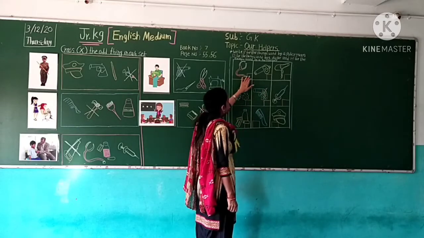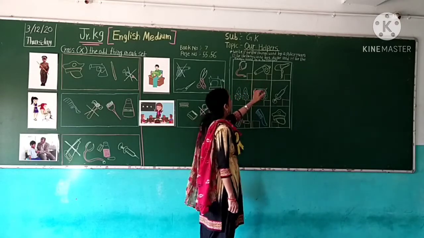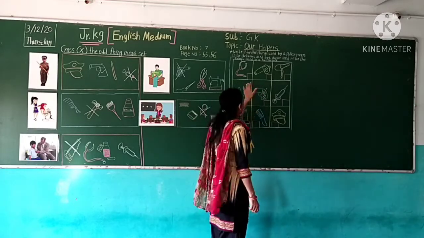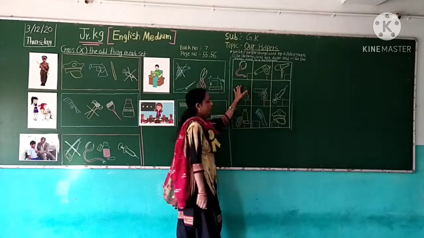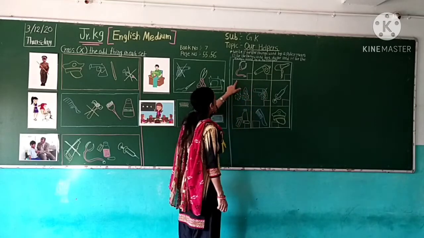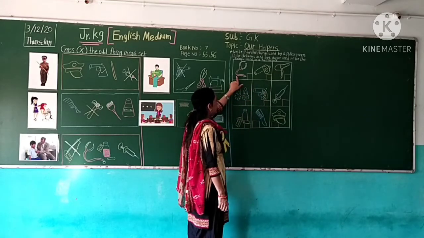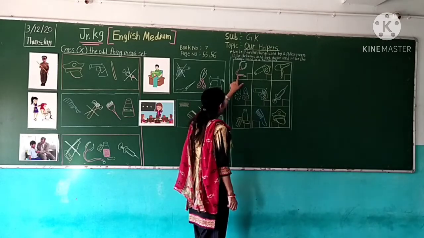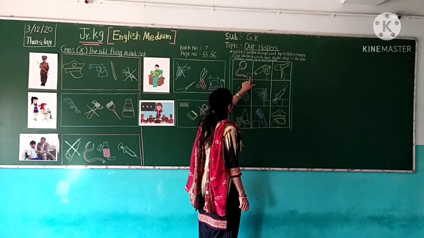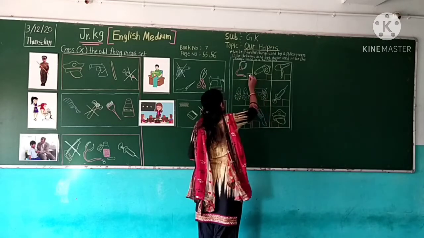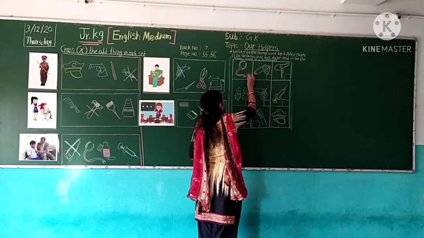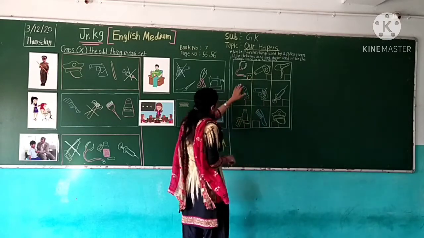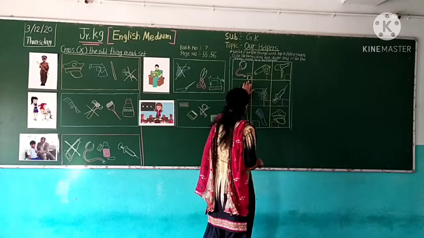And look here, our next exercise is: write P for the things used by a policeman, D for the things used by a doctor, and H for the things used by a hairdresser. So look at these pictures carefully and write the correct letter here. Okay. Which picture is this? Stethoscope. So here we write D. D for doctor. Write down D here. These things are used by a doctor. So here we write D.